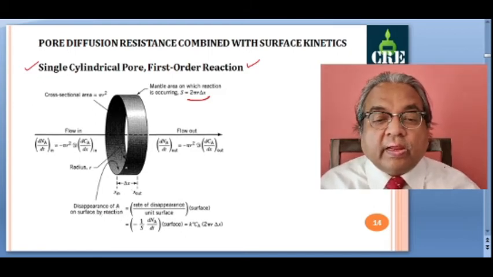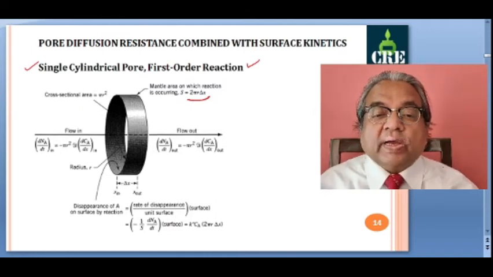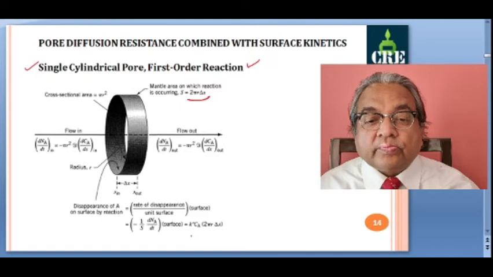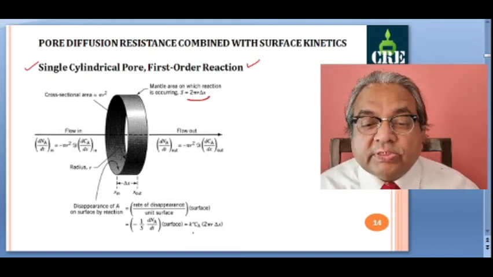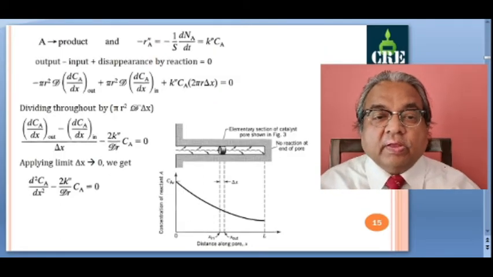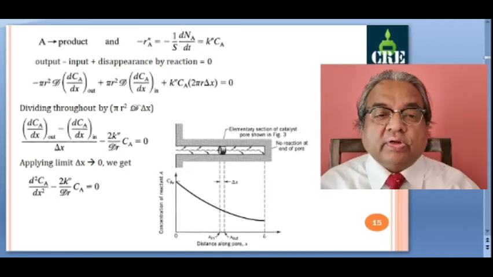Disappearing at the surface because of the surface reaction. So this is the rate of disappearance, minus 1 upon S dNA by dt per unit surface, and that I multiply by the surface, which surface? This 2 pi r delta x. So minus 1 upon S dNA by dt will be equal to k double prime Ca multiplied by 2 pi r delta x. The reaction is A giving product, first order, minus 1 upon S dNA by dt is k double prime Ca, where k double prime is the first order rate constant.